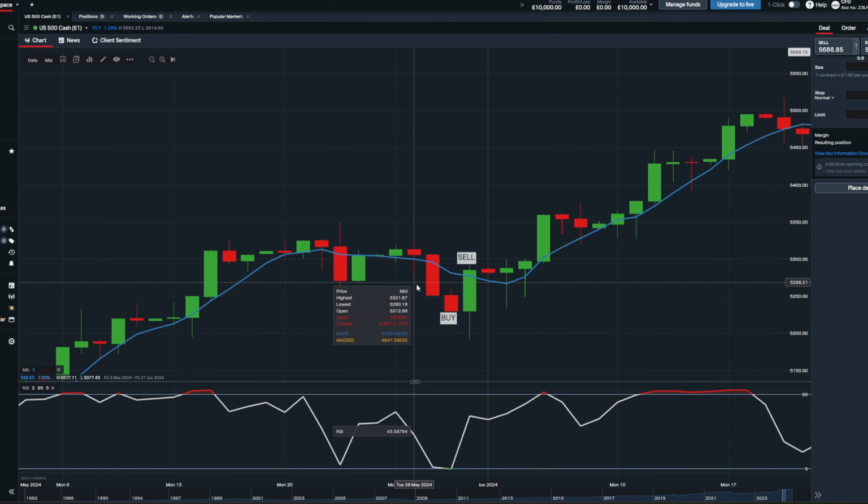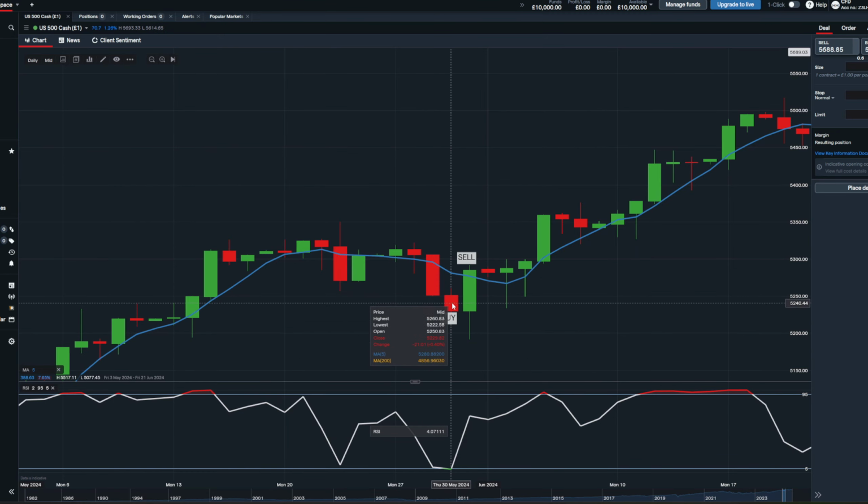This one, pretty much the same thing again. It's above the 200-day. The RSI dips below 5 here, so we buy at the close, and then we sell when the next day closes above the 5-day moving average. So there's another good profitable trade here.